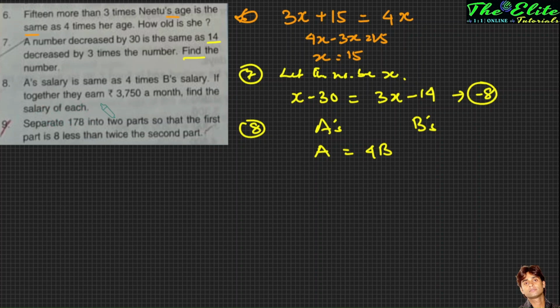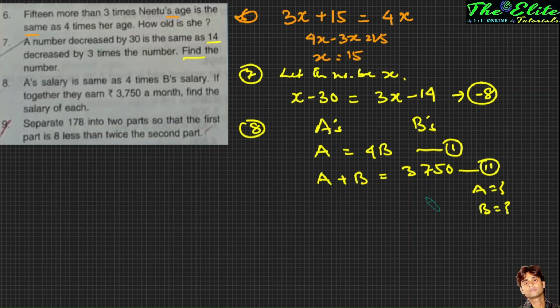If together they earn 3750 rupees a month, find the salary of each. First equation is A is equal to 4B. Remember one thing: if together means A's salary plus B's salary, A plus B will be equal to 3750 rupees a month. You have to find out what is A's salary and what is B's salary. This is the question. This is also equation number 2, by the way.